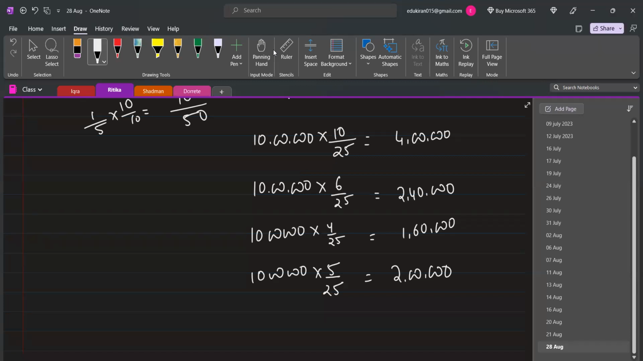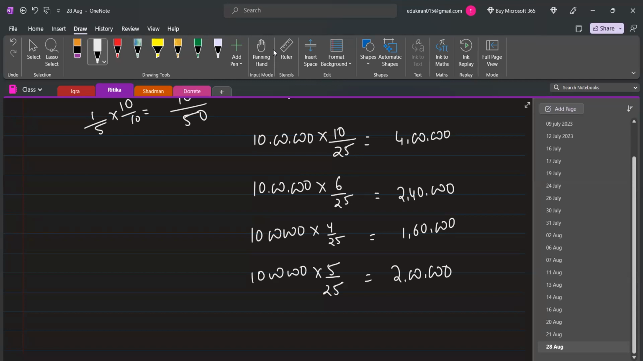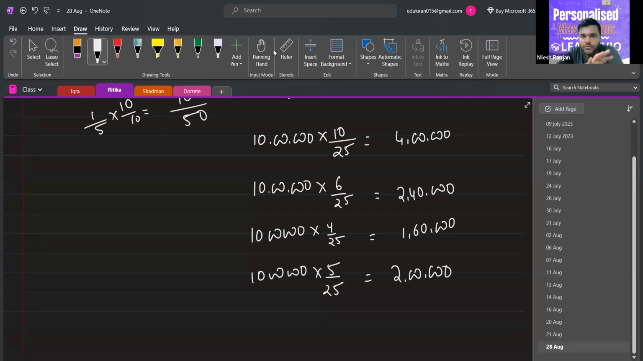Now there is one more concept related to adjustment of capital, which is we have to calculate the new partner's capital as per the actual adjusted capital of the existing partners. So we have to calculate the capital of the new partner. Now in these two concepts of adjustment of capital, there is a concept of adjusted capital.